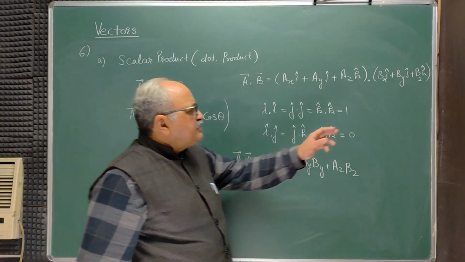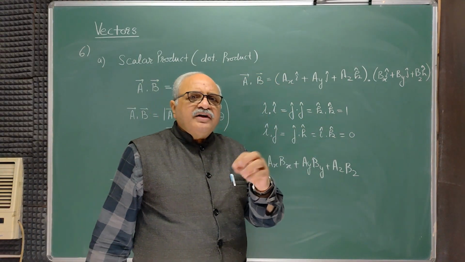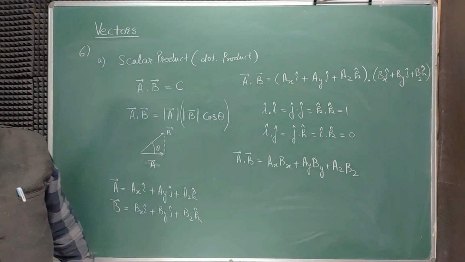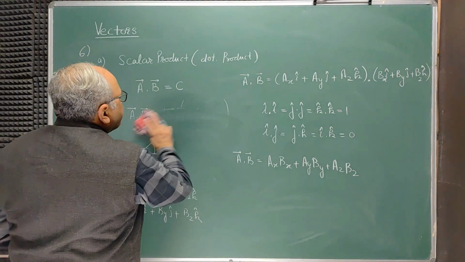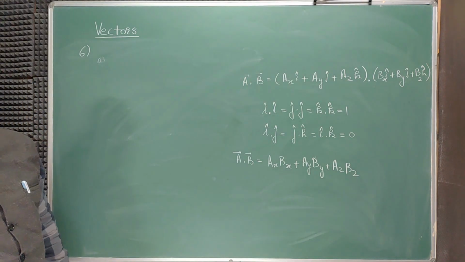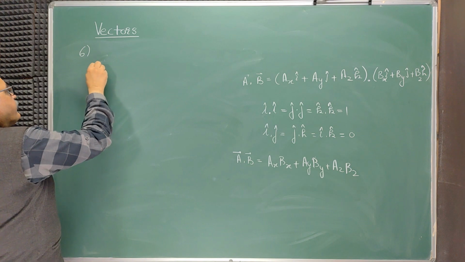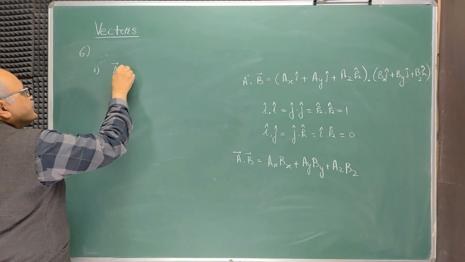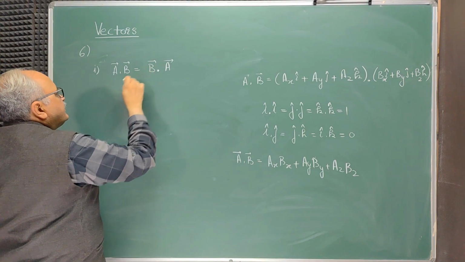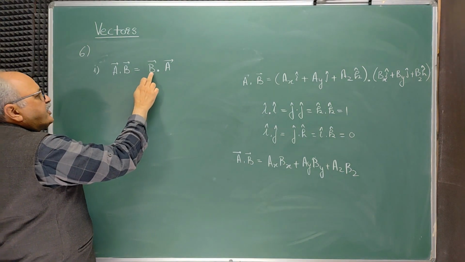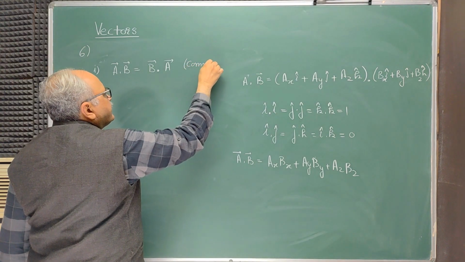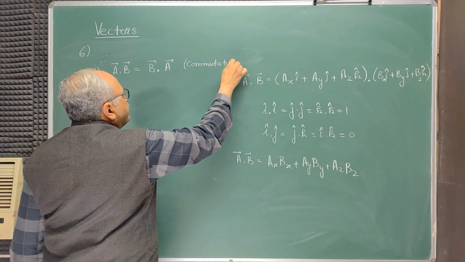In some situations, suppose the z component is not given to you. You treat the component to be 0 and use it in this particular relation. There are certain properties of the dot product, and that is the first property. If you interchange a and b, that means you can take a dot b or you take b dot a, it is not going to matter. We call this property the commutative property.